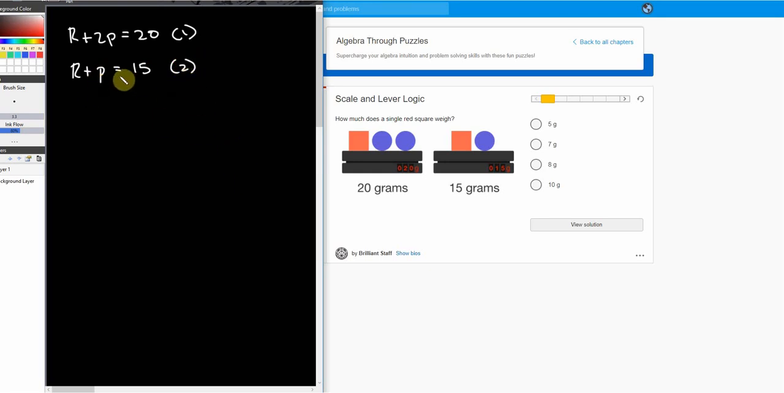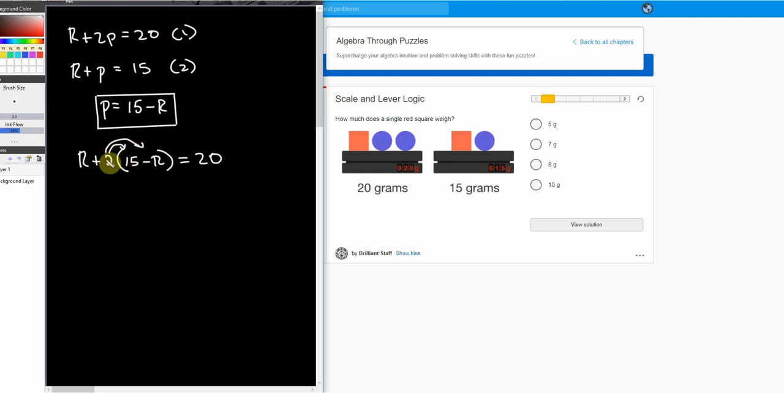And now basically, I'm going to solve for p in the second equation here. We're going to say p equals, I'm just going to subtract r from both sides, so it'll be 15 minus r. Okay, I'll just highlight that. And then what we're going to do is substitute this value of p into the top equation here, where it would be r plus 2, and of course p equals 15 minus r, so we're just going to insert 15 minus r here, and then we're going to set that to equal 20, and now we can simplify.